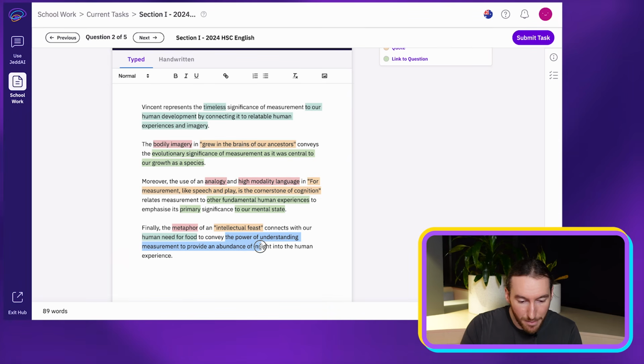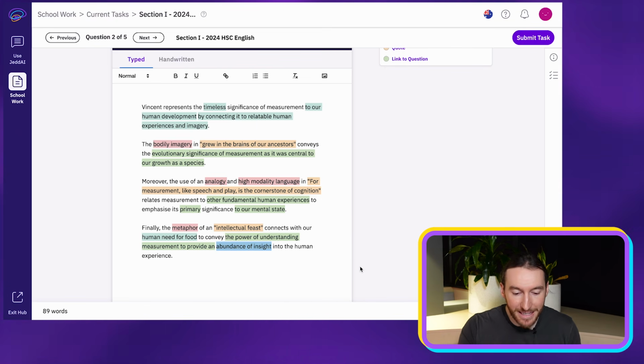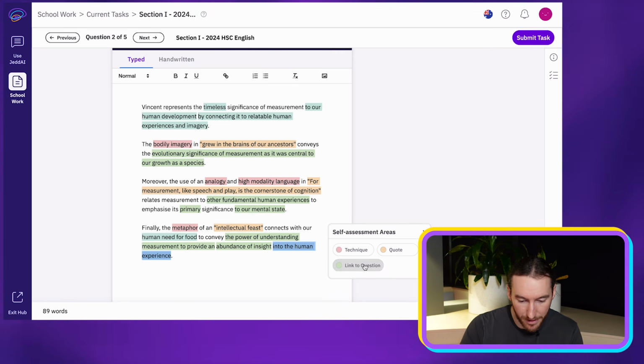So the power of understanding measurement to provide an abundance. I just want to highlight the specific things that are going to get the marks. An abundance of insight. Abundance because it's a feast. Insight because it's intellectual, into the human experience. Okay, great. So there we go. We've got our 4 out of 4 for that one.